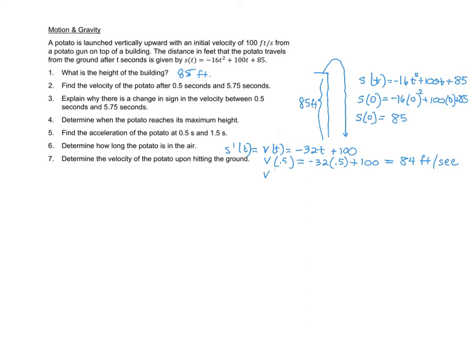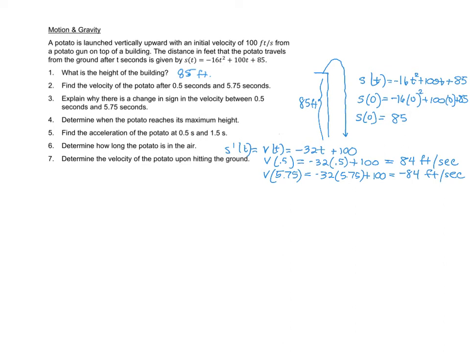And then the velocity at 5.75 is going to be negative 32 times 5.75 plus 100, which is equal to negative 84 feet per second. So at 0.5, it's going 84 feet per second, and at 5.75, it's going negative 84 feet per second. So why do you think there's a change in the sign of the velocity between 0.5 seconds and 5.75 seconds?